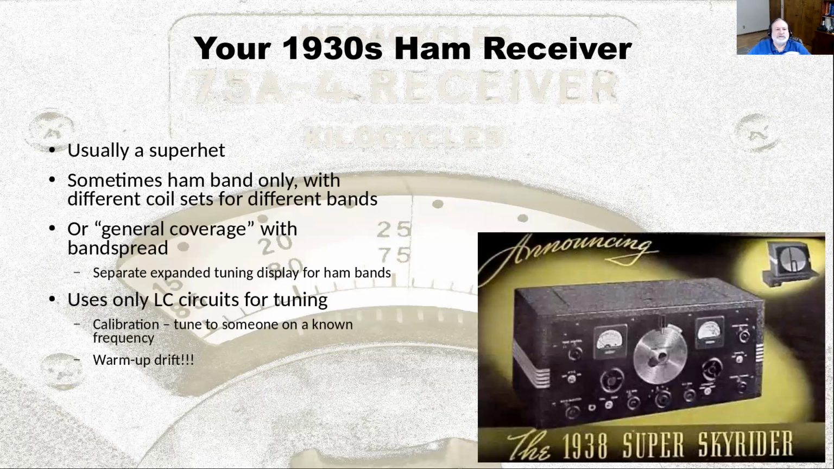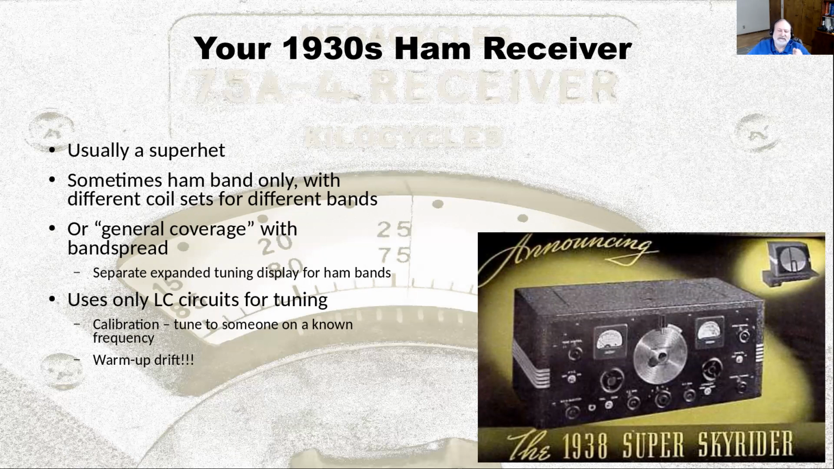Now, your receiver in the 30s was almost always a superheterodyne. It might have been ham band only, where you plugged in different coils for different bands and had a big knob with a dial for tuning just across that band. Or like the receiver shown here, it might have been a general coverage receiver that covered the whole HF spectrum and perhaps four different bands that were marked on the large dial. But it had a separate band spread knob.